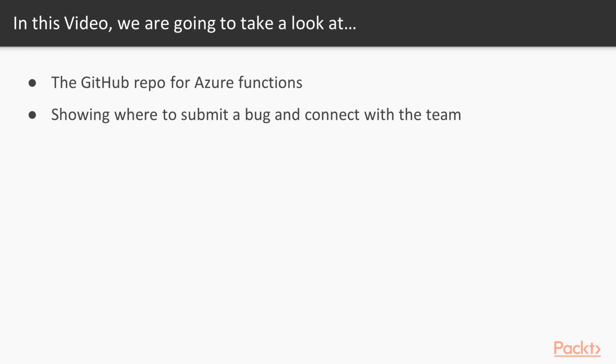This is the last video in this course, and in this video, I'm going to make sure that your journey doesn't stop here and that you continue to connect with the people that are building the code. I'll show you where they're building it and how you can get access to the latest code from the GitHub repo, and also show you where to submit a bug, report something that's going wrong, or just see what's going on with the development of Azure Functions.